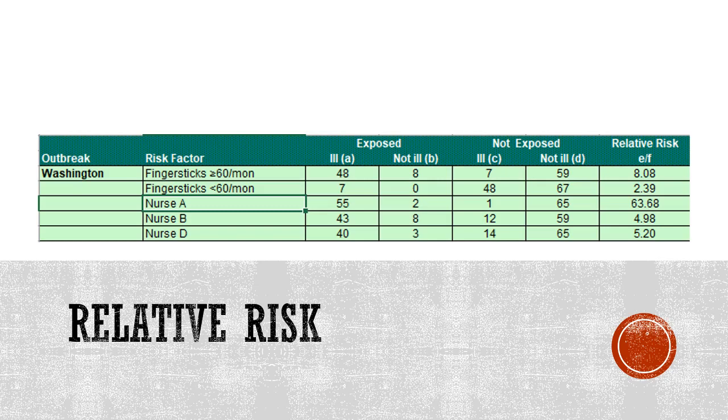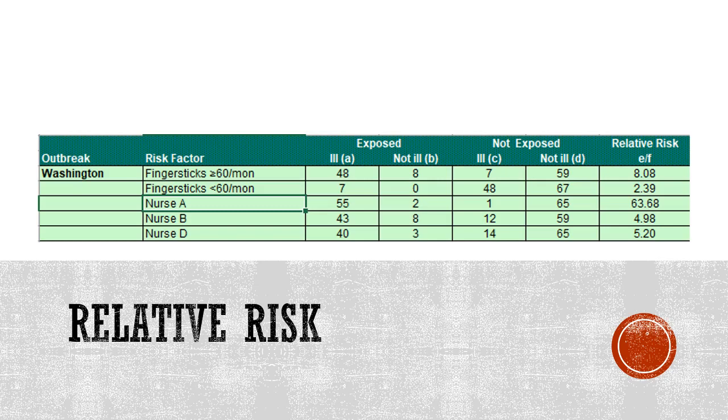The E value was taken by dividing column A over A plus B, and the F value was taken by dividing column C over C plus D. Relative risk was calculated by dividing the E value by the F value, and the risk factors involved were fingerstick values greater than or equal to 60 mg/dL, fingerstick values less than 60 mg/dL, and residents treated by nurse A, B, or D. After calculating all the risk factors, the risk factor with the largest value was residents receiving treatment from nurse A.